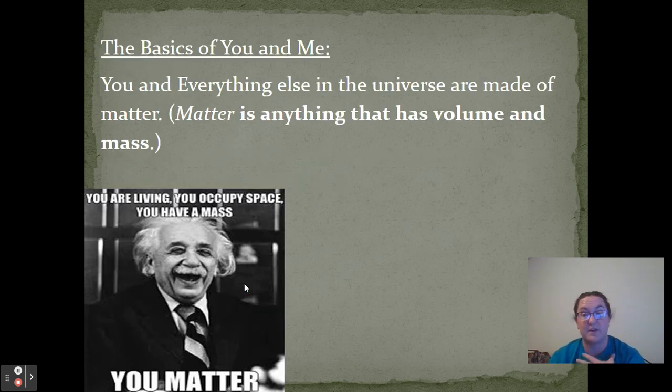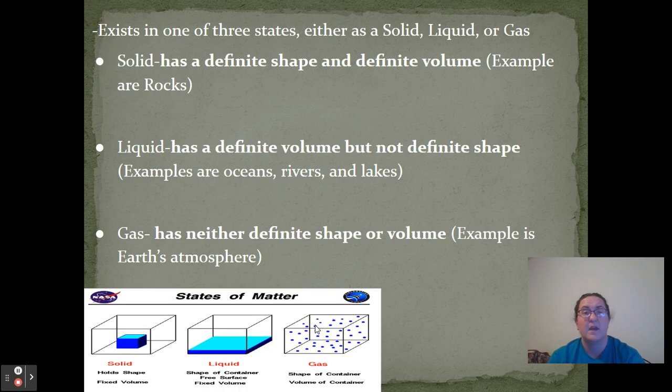First off, we have to start talking about matter. Matter is anything that has volume and mass. You and me, we all have matter. The stuff that you eat has matter. And it depends on three different types of phases. They exist as one of the three, which is solid, liquid, or gas.